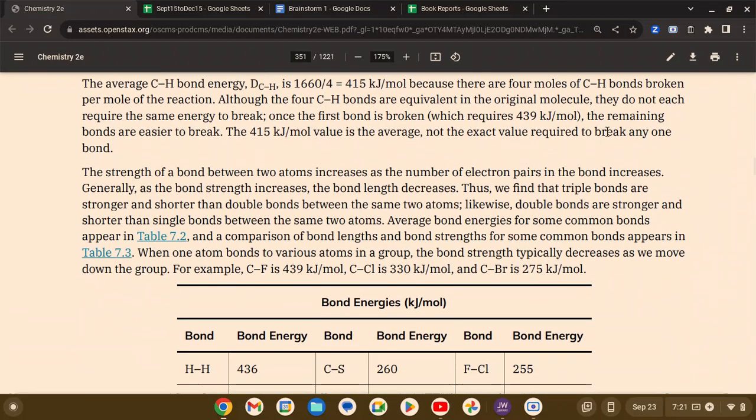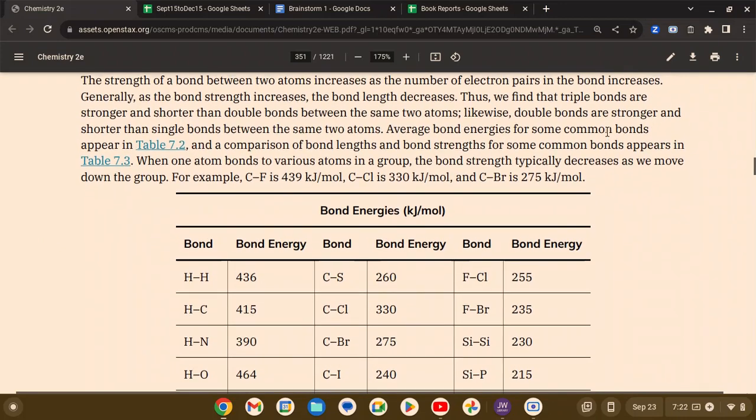The average carbon-hydrogen bond energy is 1660 divided by 4 equals 415 kilojoules per mole, because there are 4 moles of C-H bonds broken per mole of reaction. Although the 4 C-H bonds are equivalent in the original molecule, they do not each require the same energy to break. Once the first bond is broken, the remaining bonds are easier to break. The 415 kilojoules per mole value is the average, not the exact value required to break any one bond.